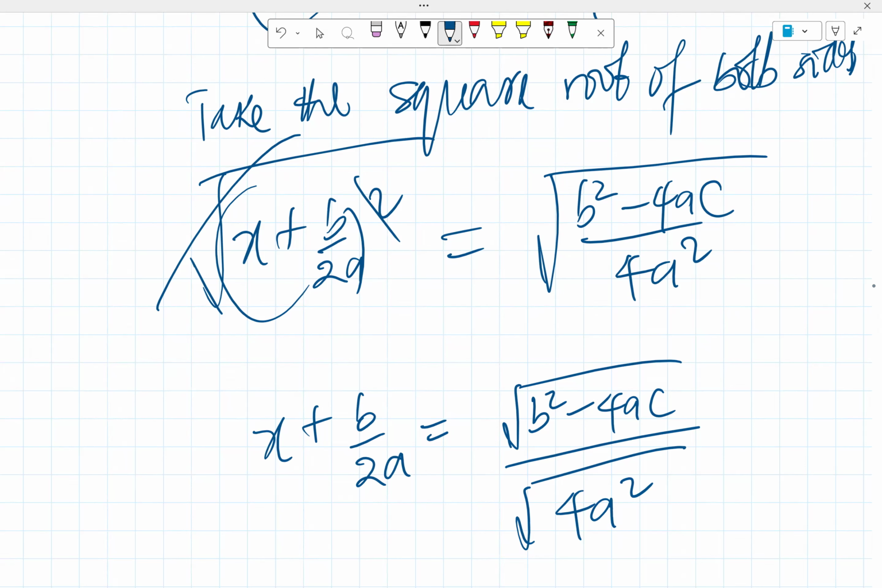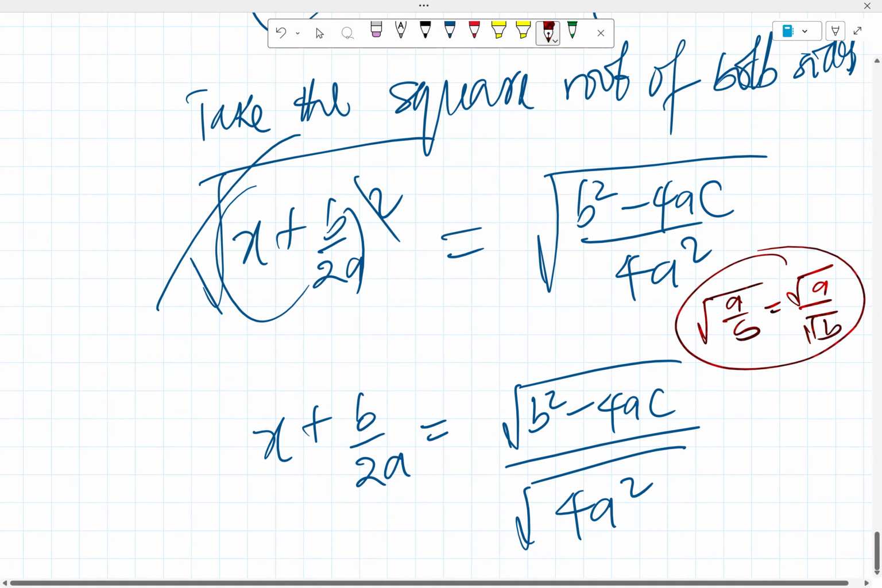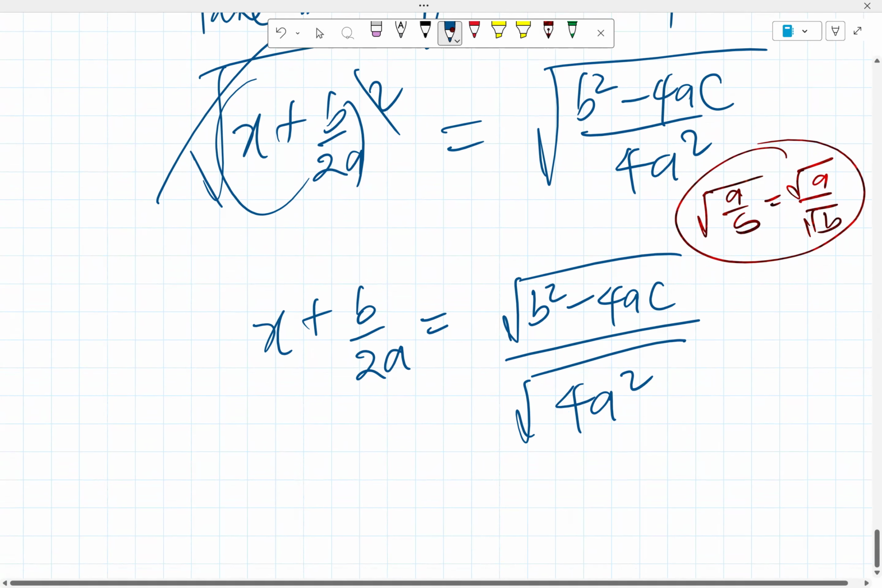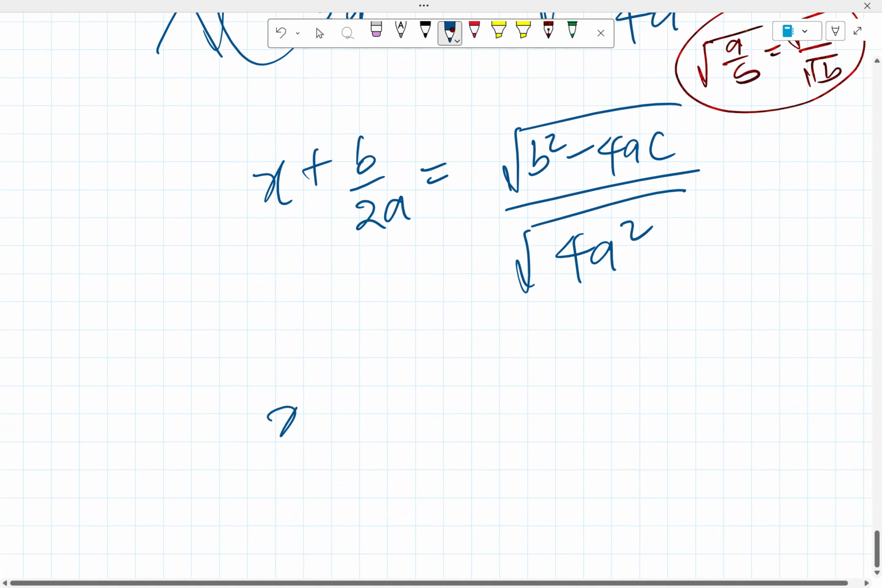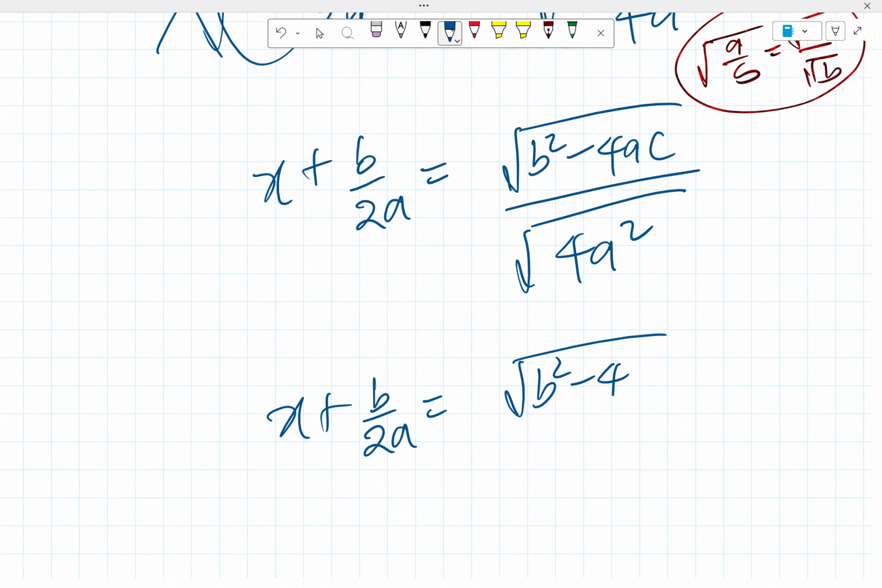At least that's one thing we learned from surds, and just as a reminder, the square root of a over b is equal to the square root of a all over the square root of b. So we know that much. So we then have x plus b over 2a equals the square root of b squared minus 4ac, all over the square root of 4a squared.